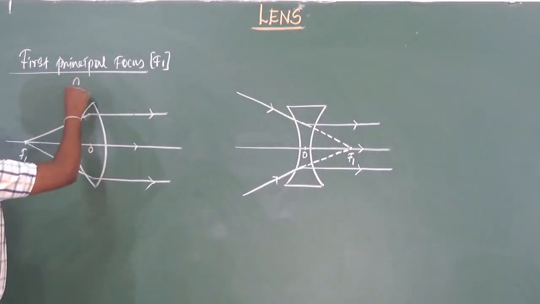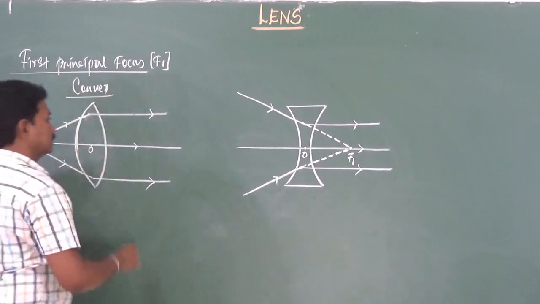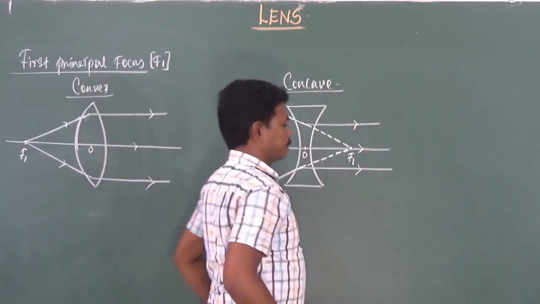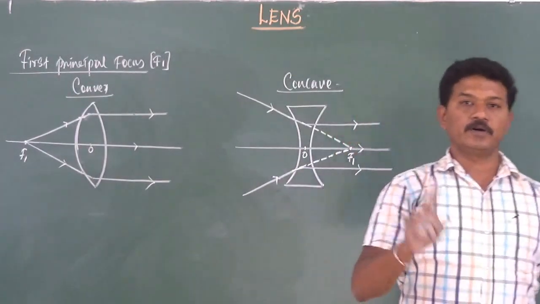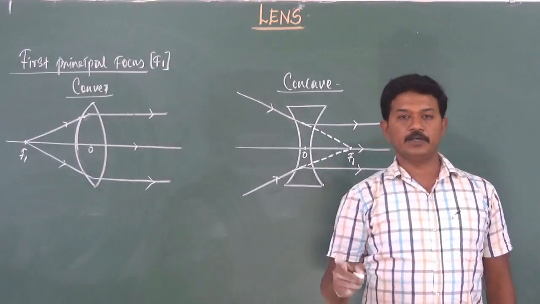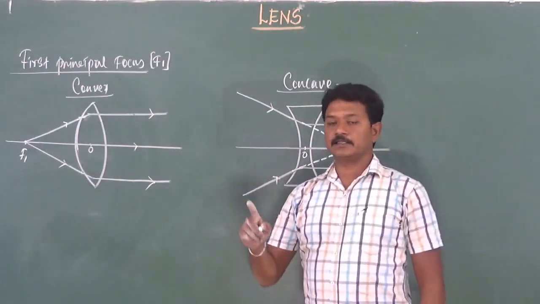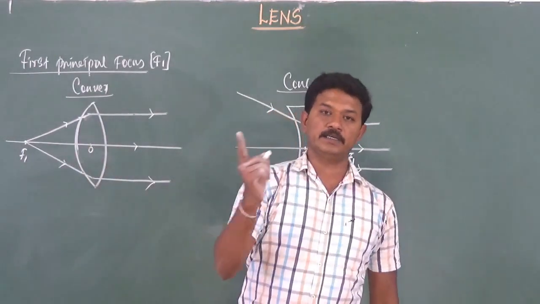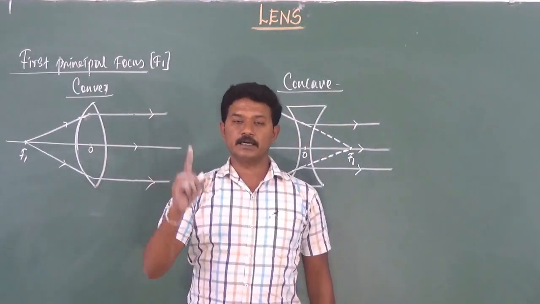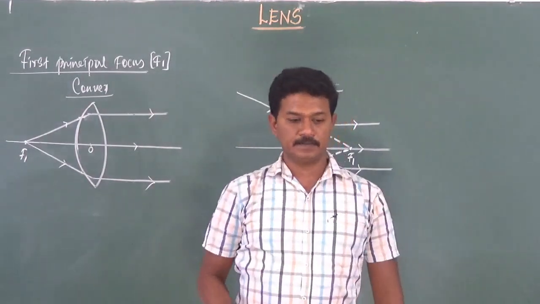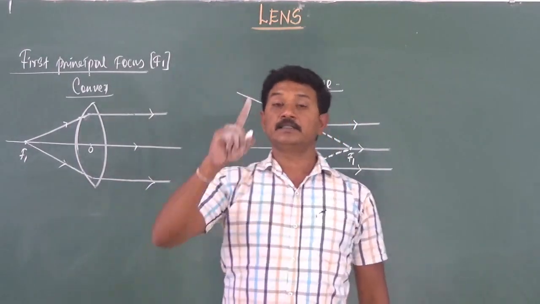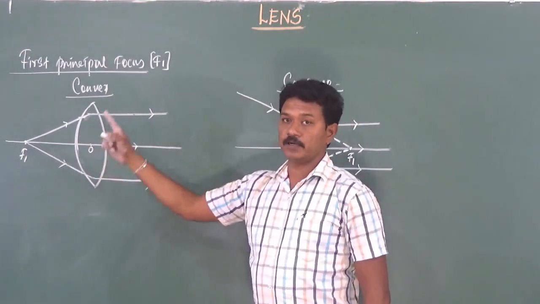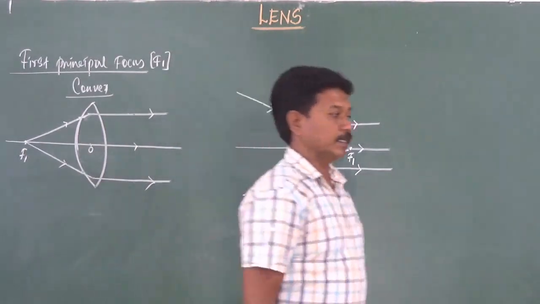So this is a convex lens, and this is what happens with a concave lens. So what is the first principal focus? The first principal focus is a point on the principal axis where the light rays start, and after getting refracted from the lens, they travel parallel to the principal axis. If this happens in a lens, then that point on the principal axis is called the first principal focus. We'll go with the second principal focus.